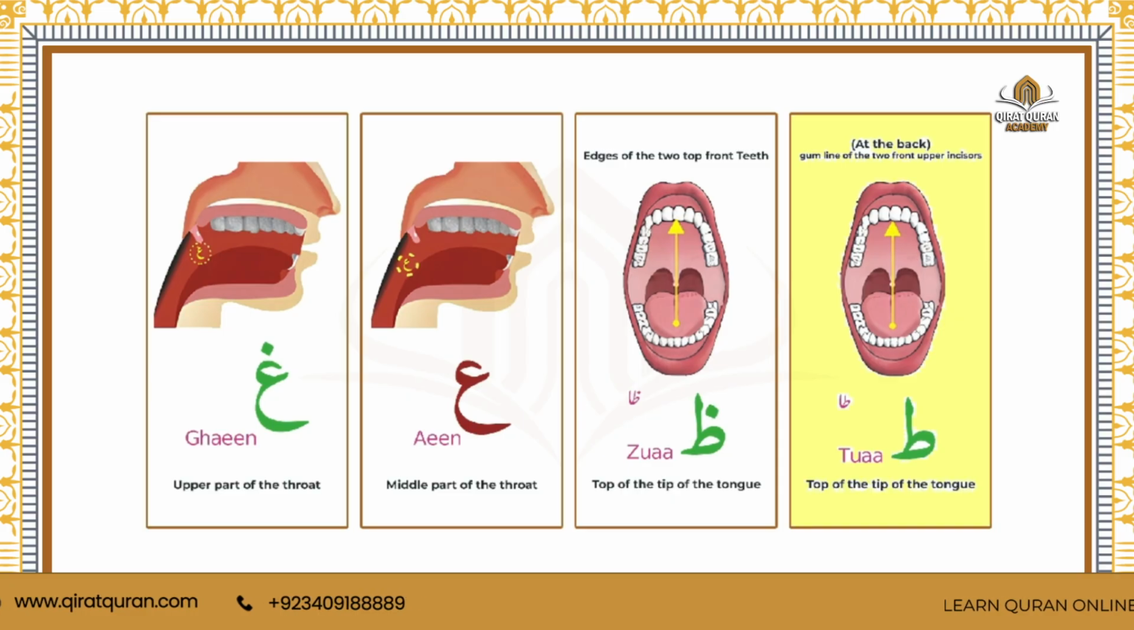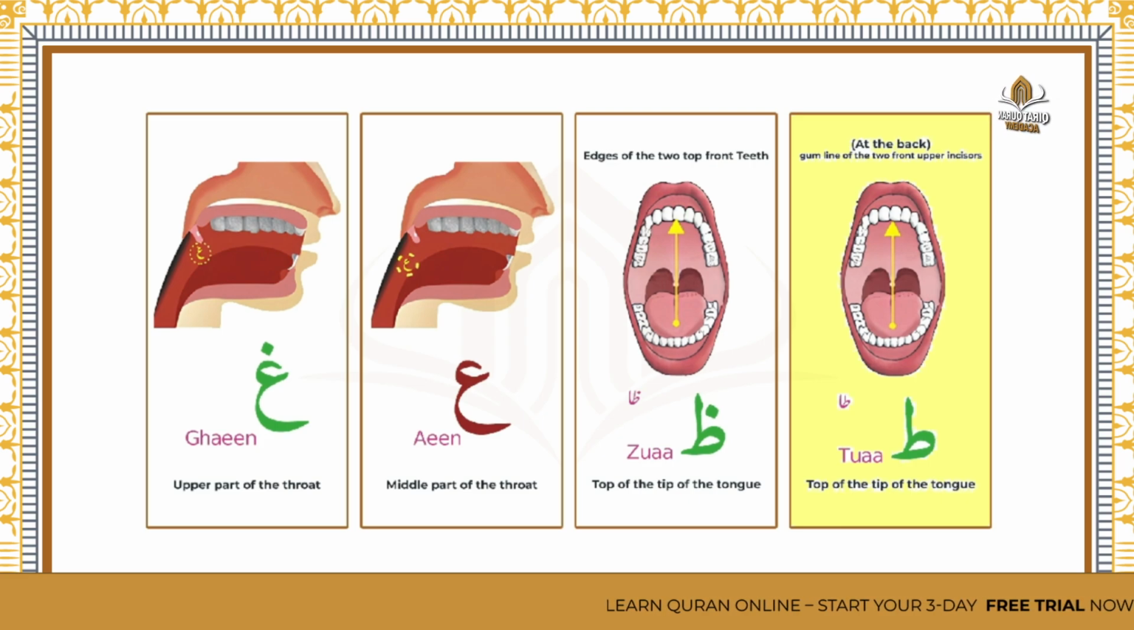Try to read it. Ta. So this part of the tongue, it will connect to the gum line of the two front upper incisors. So this is the origin of letter Ta.